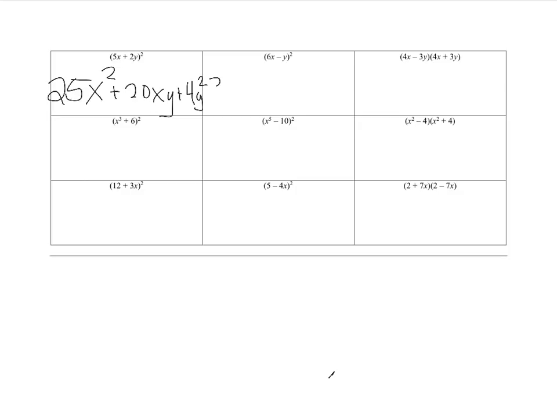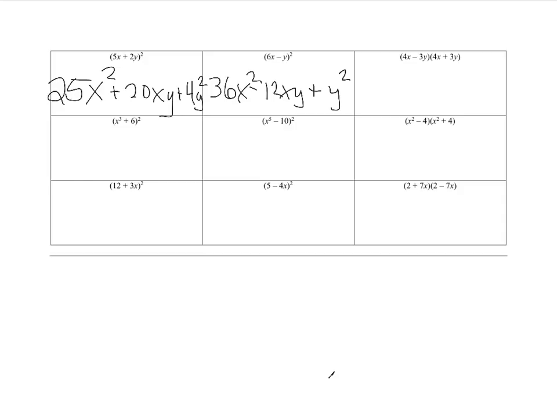Well, that's 36x squared. And then multiply 6x and negative y together is negative 6xy. Double that. That's negative 12xy. And then we're going to square negative y squared. So that's going to give us positive y squared. Notice whenever you're squaring a negative term, it's going to be addition there at the end.